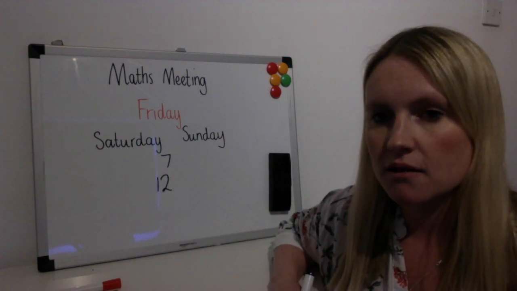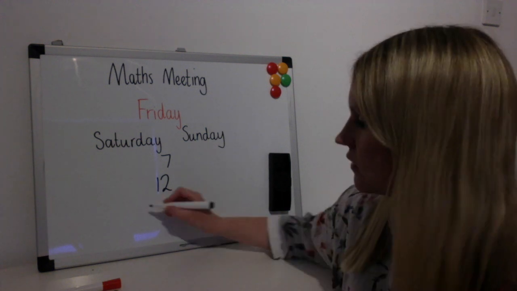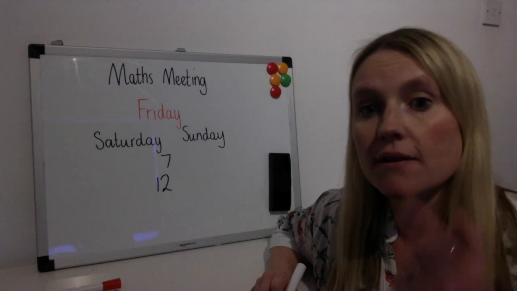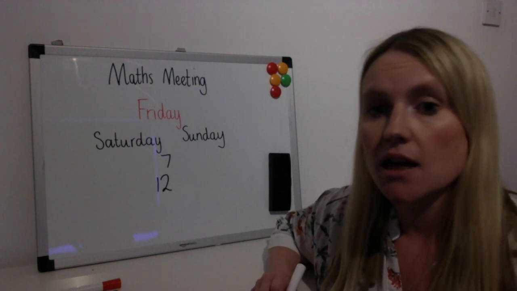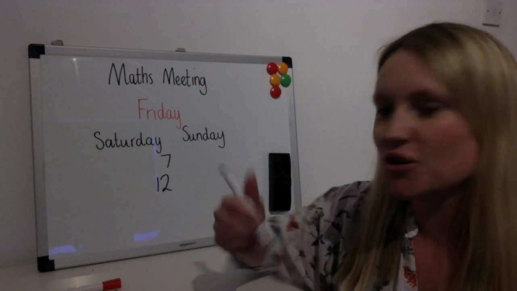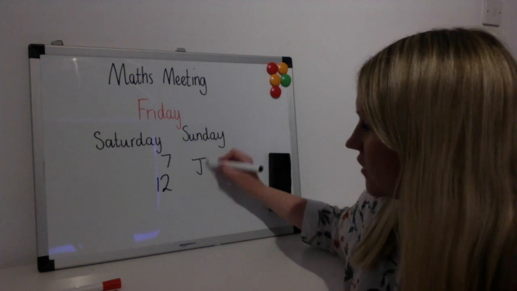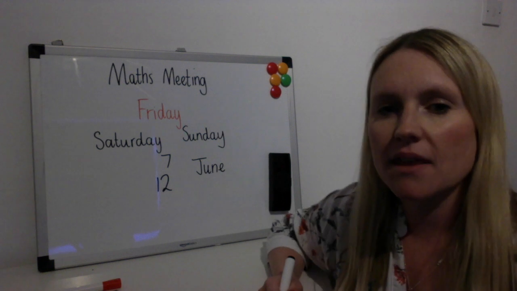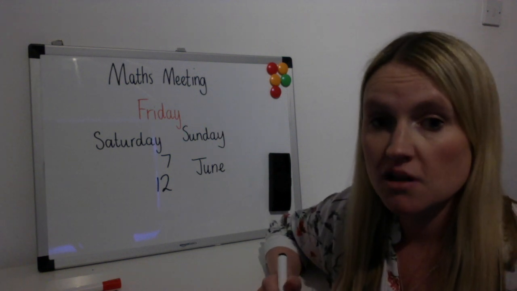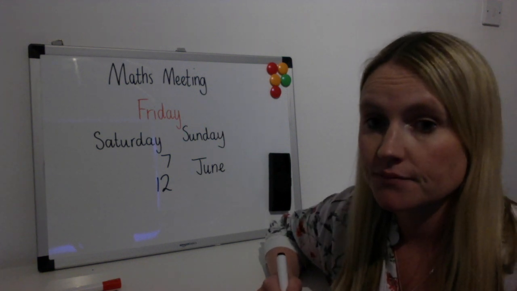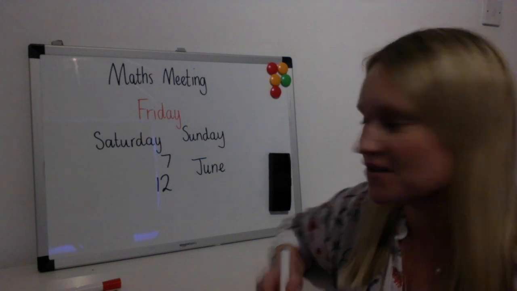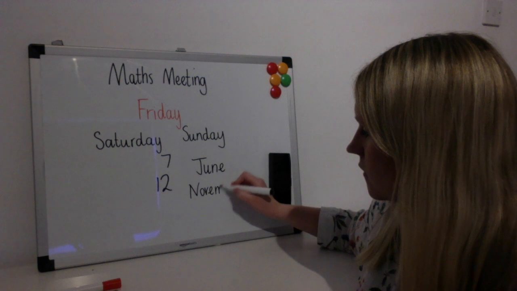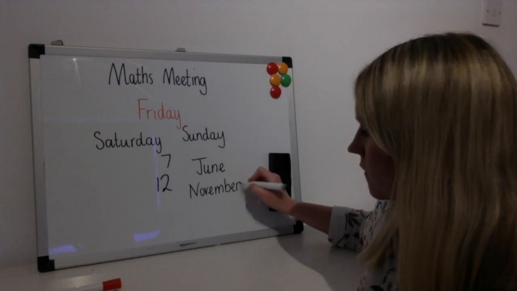Which month comes after May? June. Well done. June comes after May. And which month comes before December? That's right, it's November. Okay.